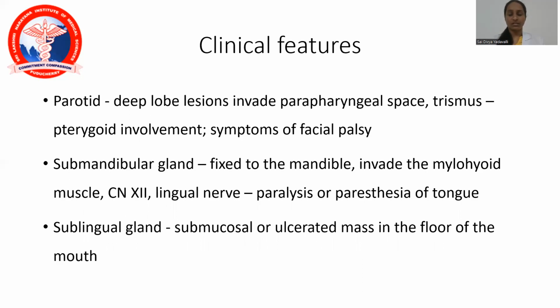In the parotid gland, tumors that arise in the deep lobe invade the parapharyngeal space. They produce trismus because of pterygoid involvement and can also produce symptoms of facial palsy. Tumors of the submandibular gland may be fixed to the mandible. They may invade the mylohyoid muscle, the 12th cranial nerve, and lingual nerve, and produce paralysis or paresthesias of the tongue. The sublingual gland tumors may present as a submucosal or ulcerated mass in the floor of the mouth.